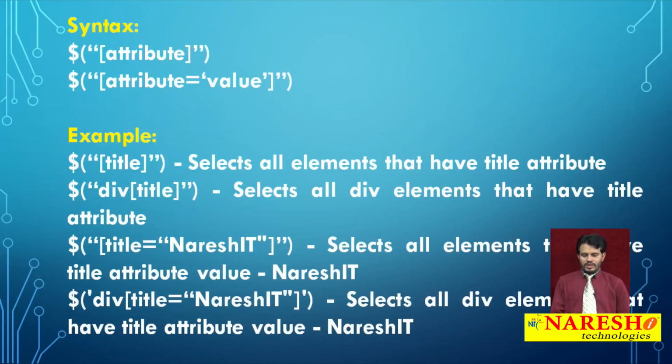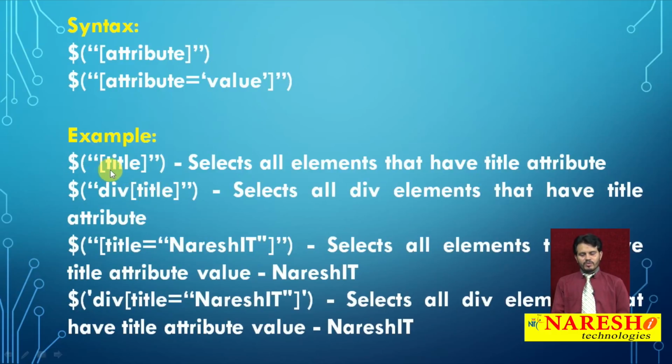So look at this example: dollar of, in a square bracket, the attribute name, title. It is very simple and easy to understand. It selects all the elements that have the title attribute. So in the HTML document, whichever elements are present, if those elements use an attribute called title, that element is selected. The second one does not select all elements that have the title attribute, but a specific element which uses the attribute title. Like here, what I have mentioned, div title: dollar of div in a square bracket title selects all div elements that have the title attribute.